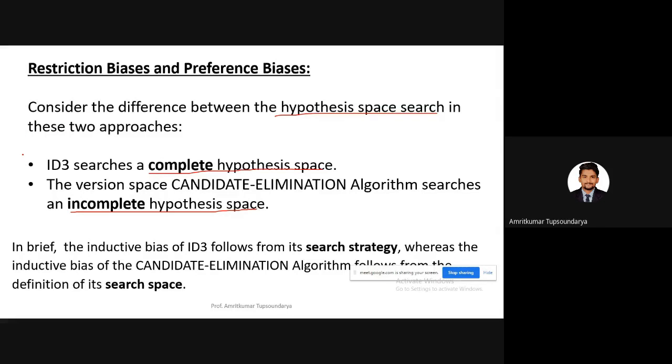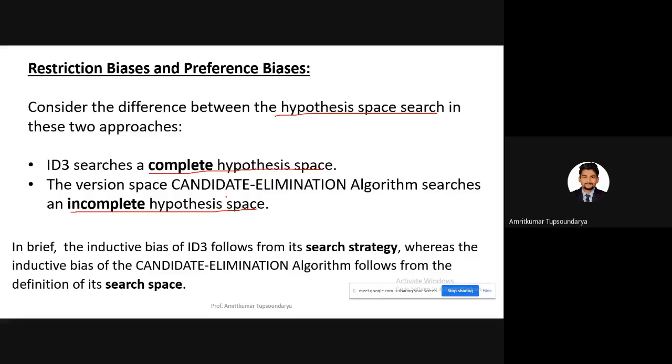One is the complete hypothesis space search, which ID3 makes use of, and the other is the incomplete hypothesis space search, which we saw in the version space of the candidate elimination algorithm. In brief, the inductive bias for ID3 follows from its search strategy. If you remember, we discussed how the ID3 hypothesis search is conducted; it makes use of the search strategy. Whereas the candidate elimination algorithm follows from the form of the search space.